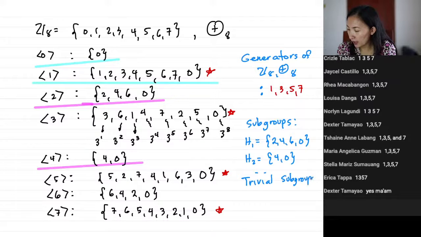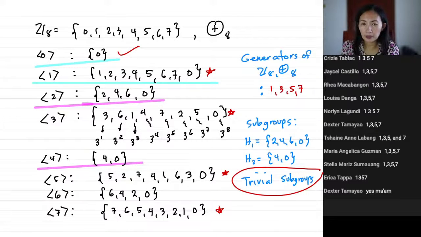And of course, your trivial subgroup, let's say H3, plus the trivial subgroups, and the group itself. Okay? So, going back to the Lagrange theorem, what does it say about the order of the subgroup and the group? The order of the subgroup is a divisor of the order of the group.